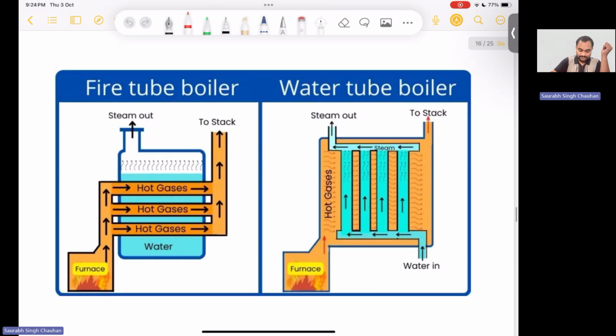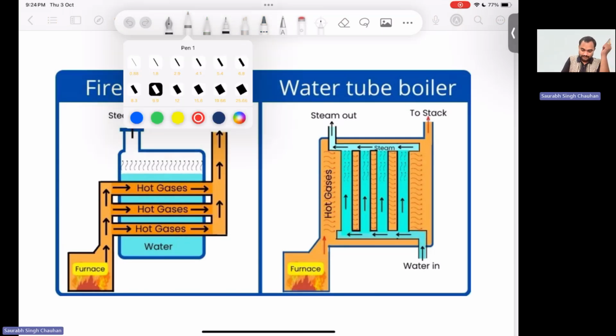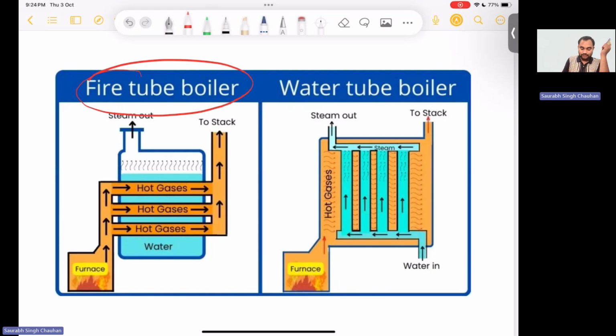Okay, I will show you the diagram. So here is the diagram. In the first diagram you can see this is a fire tube boiler. You can see that there is a furnace. From the furnace flue gases are going through the pipe. Water is not going through the pipe. So this is a fire tube boiler. And in the second part you can see that water is going through the pipe. So this is a water tube boiler.